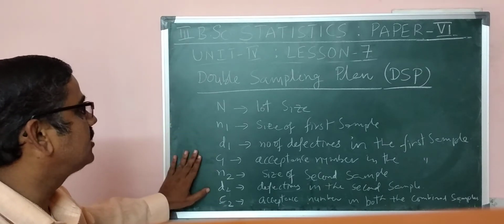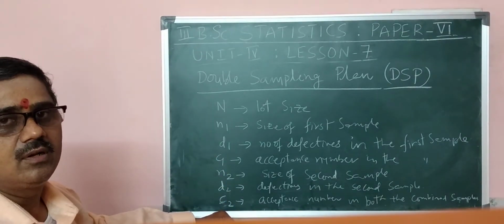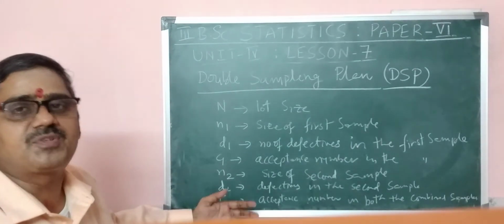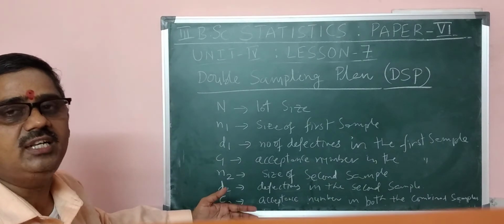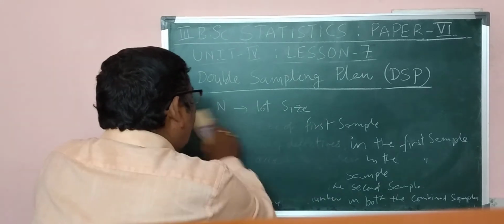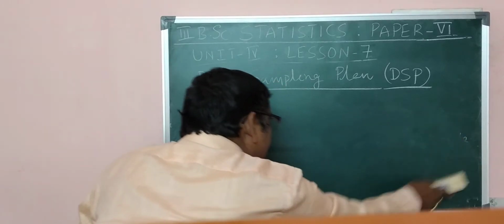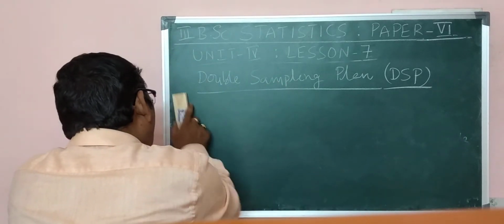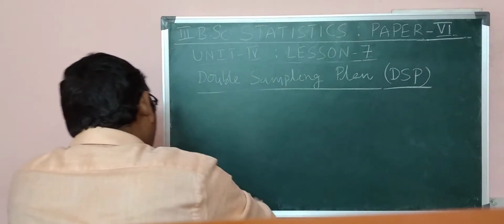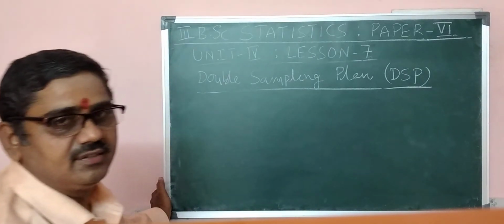So this is the picture of the notation of the double sampling plan. Then how do you conduct the double sampling plan? What is the inspection procedure? What are the steps involved in conducting the double sampling plan? We will discuss them one by one. Hope you understand the terminology. It's very simple. You have to understand the terminology so that we can discuss the steps.